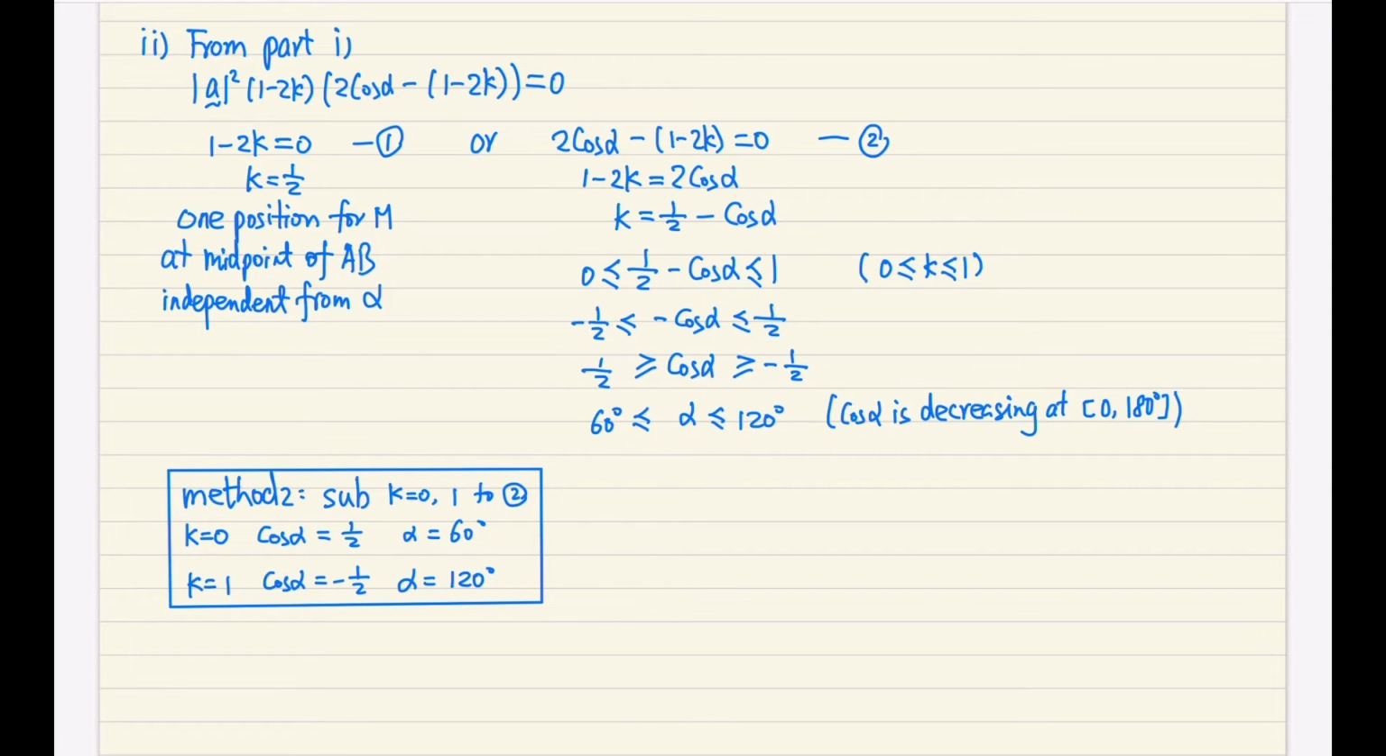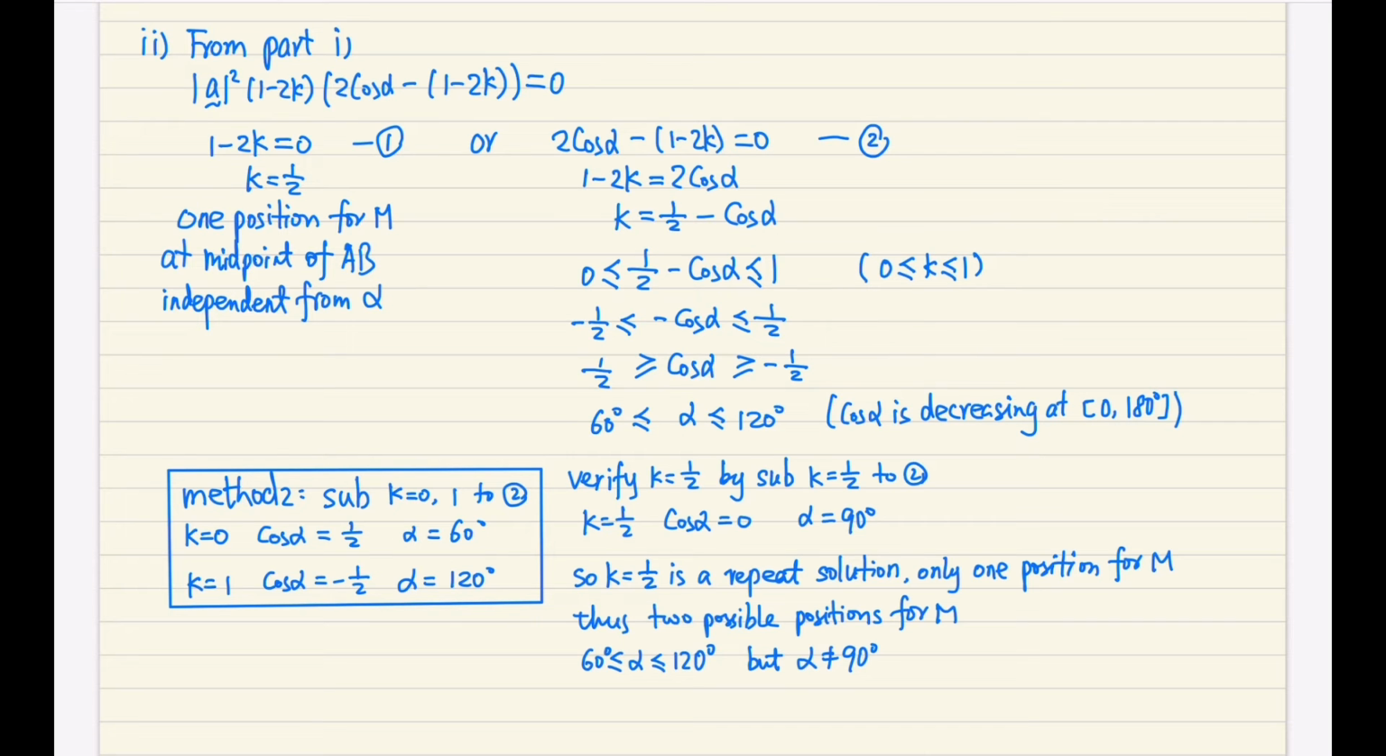But this is not the end. We need to verify k is 1 or 2, because from equation 1, k equals 1 and 2 has already been one position for point M. And the second position from equation 2 uses the interval of k from 0 to 1, which also includes 1 and 2. So 1 and 2 will be a repeat solution. Substitute k by 1 and 2, and find alpha is 90 degrees. And 90 degrees is between 60 to 120, so 90 degrees should be excluded.